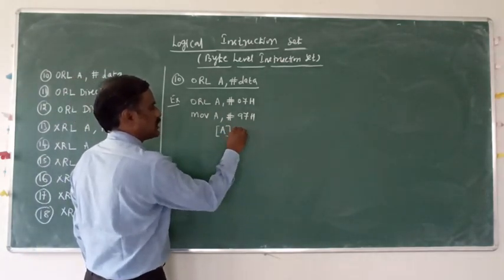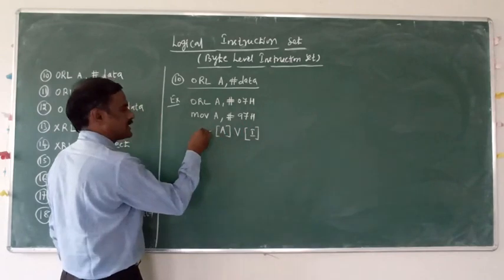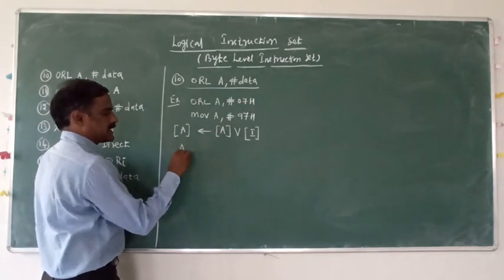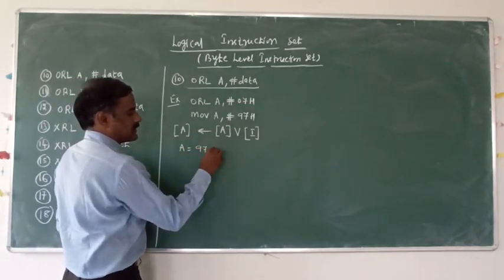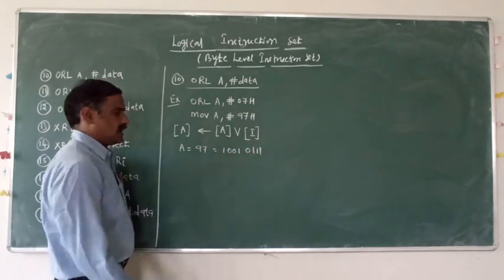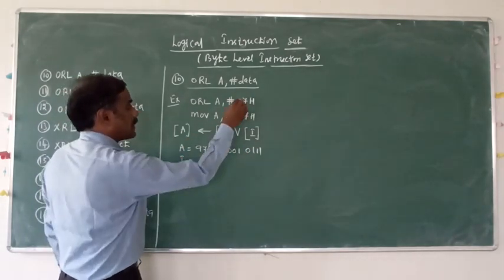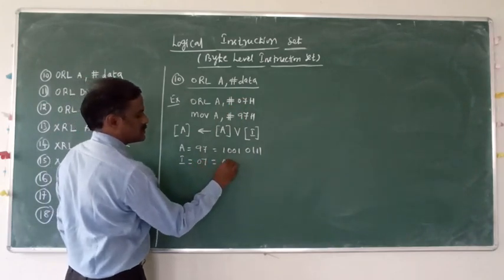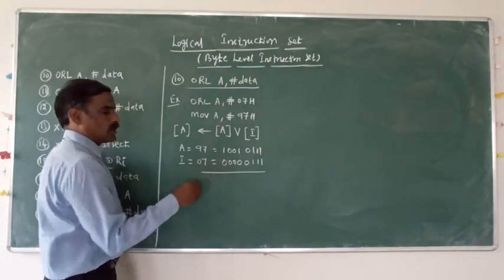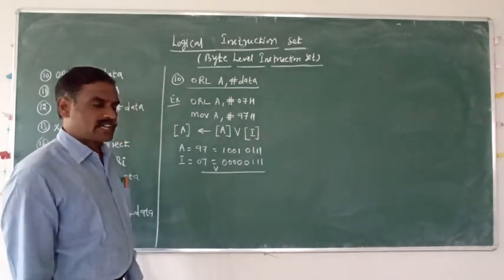Accumulator data, logically OR symbol, and immediately given data, and the result moves to the A register itself. Here the A register data is 97. 97 means 1001 0111, 9 is 1001 and 7 means 0111, and the immediately given data 07 is 00000111.